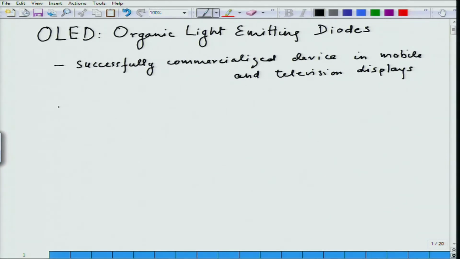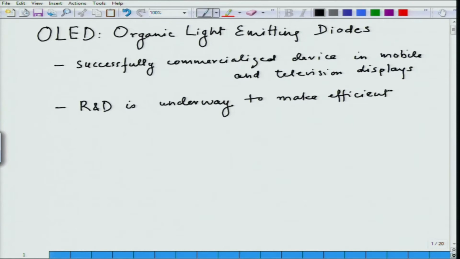There are other applications as well in automobile, etc. And there is also a substantial amount of R&D going on in this area. R&D is underway to use this particular device to make efficient white OLED for solid state lighting applications.